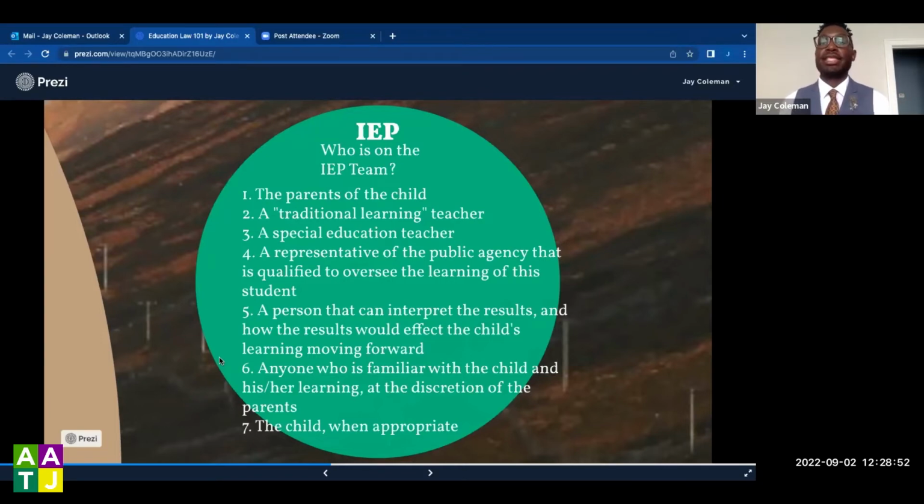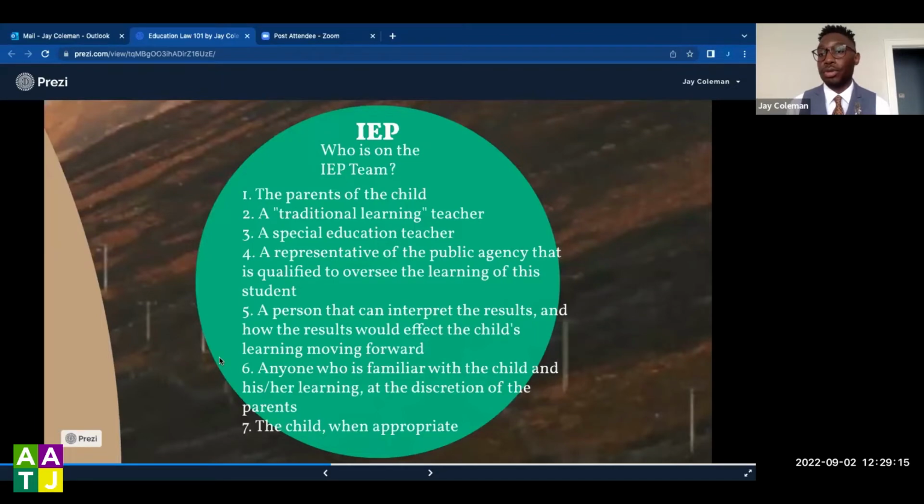Also, the parents can decide to have anyone else who's familiar with the child a part of the IEP team. So this could be, maybe if it's a little kid, maybe the babysitter who babysat up to school age, or someone who just interacts regularly with the child and would know what the child could benefit from and has some insight as to what the child's needs are. That person is going to be a part of the team as well.